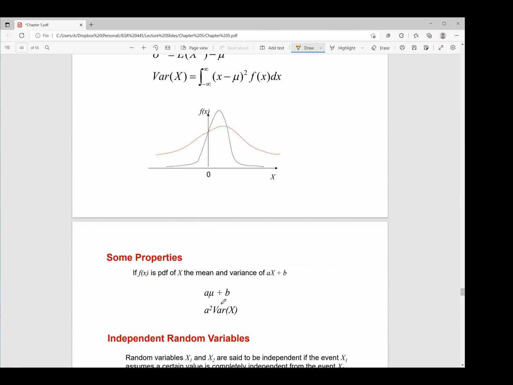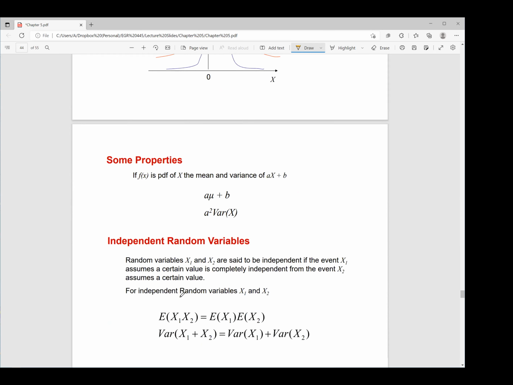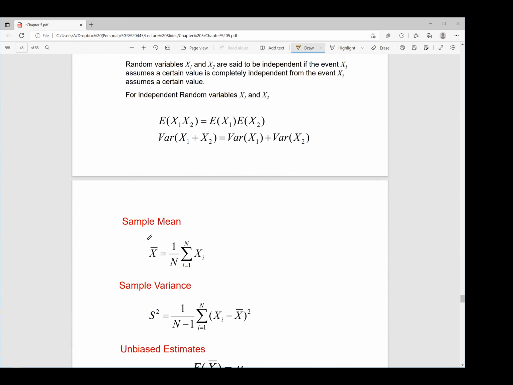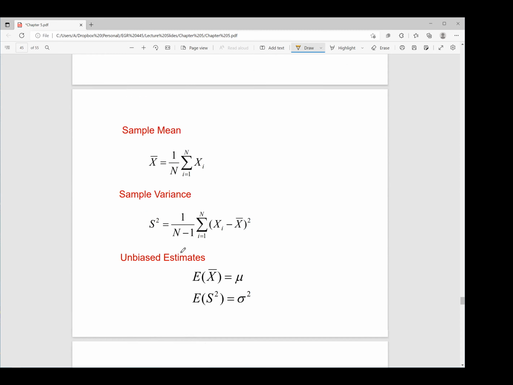And these are the properties of the random variables. If you have a continuous random variable, and again, what do we mean by independent random variables, which means the behavior of one random variable does not affect the behavior of the other random variable. But many a times you have dependent random variables, which means if you change x1, there is some effect on x2. Then sample mean, sample variance, these are for the discrete random variables.